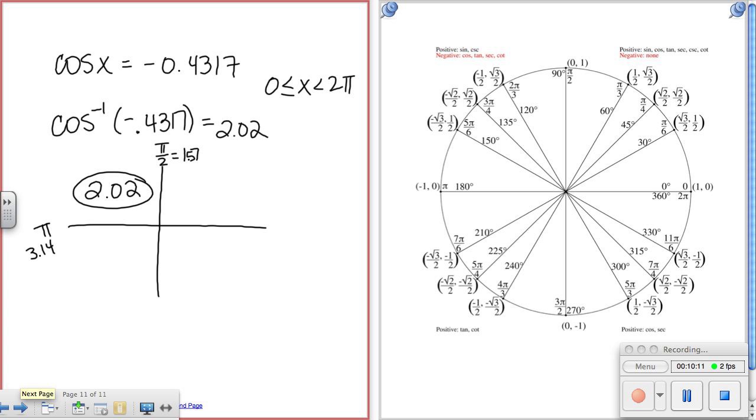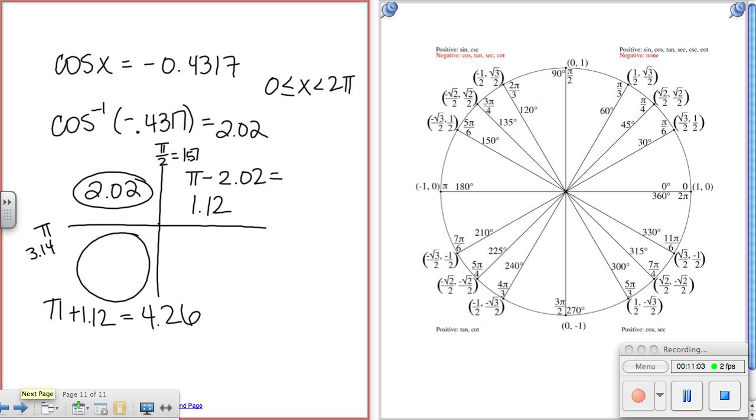We need to decide where is the other place where cosine is negative. And I hope you're thinking in quadrant 3. The problem is that if I add pi to 2.02, I'm not going to get a quadrant 3 answer. I need to know my quadrant 1 angle that matches. Let's take pi 3.14 and subtract 2.02. When I do that, I get 1.12. That's my quadrant 1 answer. I can use my quadrant 1 answer now to add it to pi, and then I'll get the answer in quadrant 3. So I'm going to take pi plus 1.12, and I get 4.26. Now that's my other answer I need.